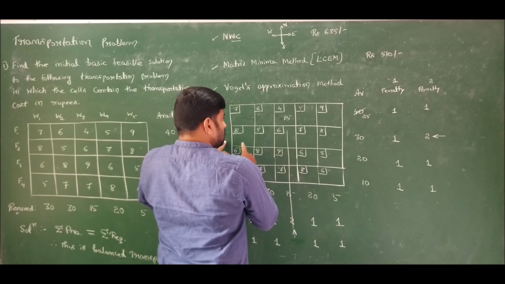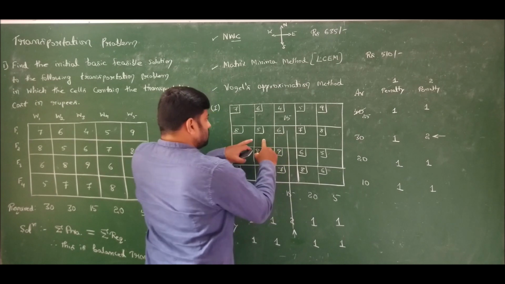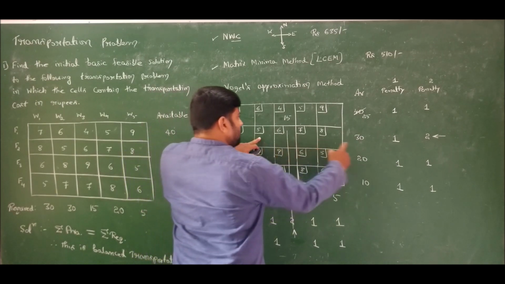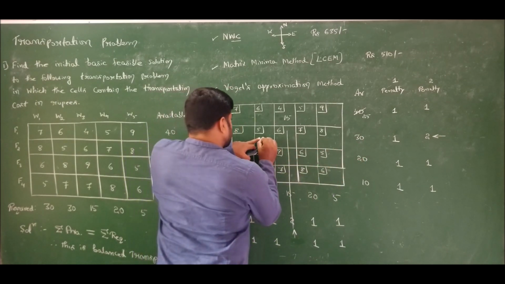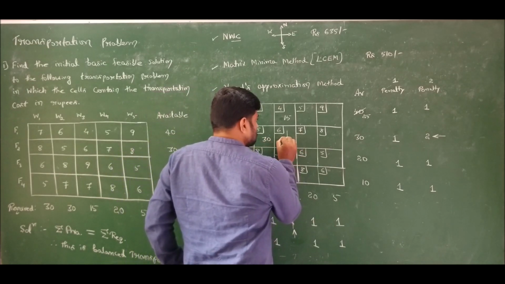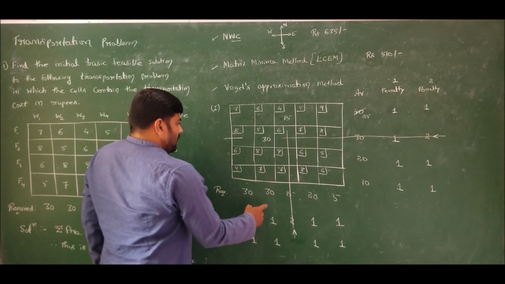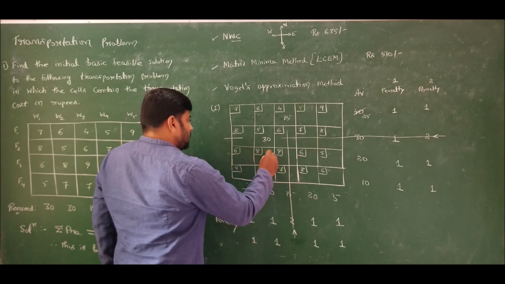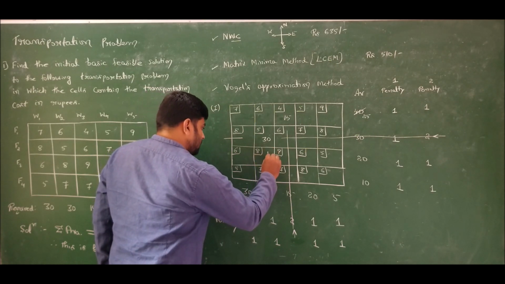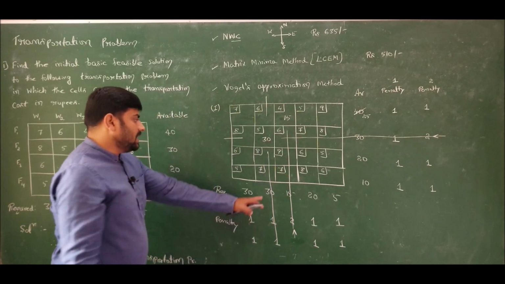Now the minimum cost here is 5. 5 is the least cost. Minimum of 30 and 30 is 30. So I have eliminated this one. Since already 30 is allocated, no further allocation is possible because nothing is remaining here.